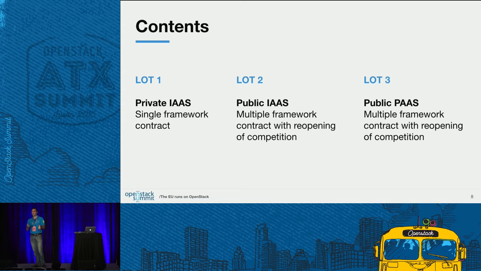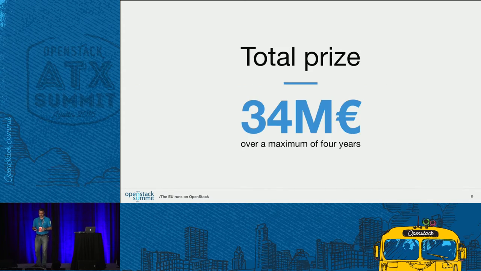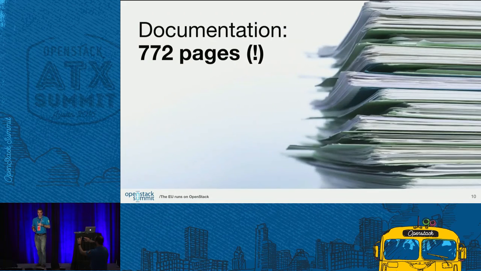So, public IaaS and public PaaS. The total amount of money the EU provided for all of these three lots was 34 million euros, which is a pretty good amount of money over a four-year time span, which means two plus one plus one. So you can have contracts for the first 2 years, and then they can be renewed for one and then one other year.